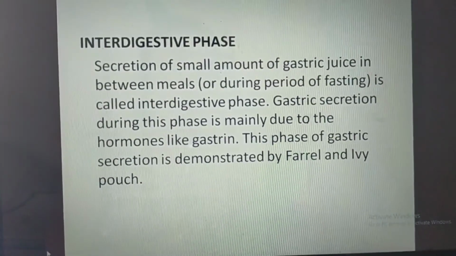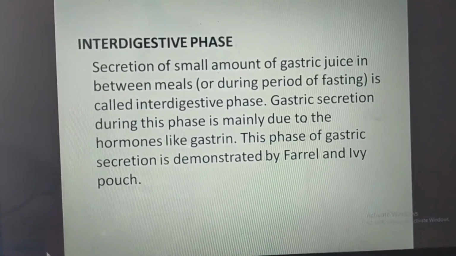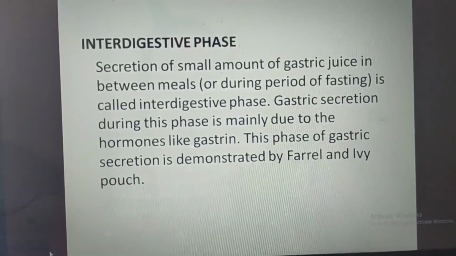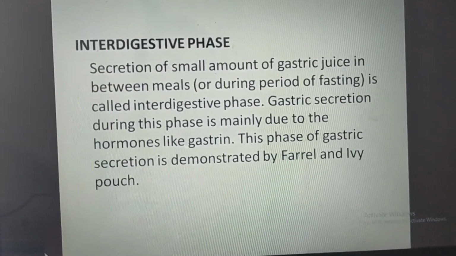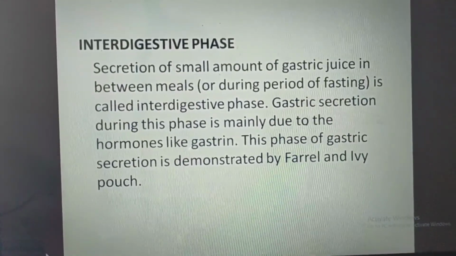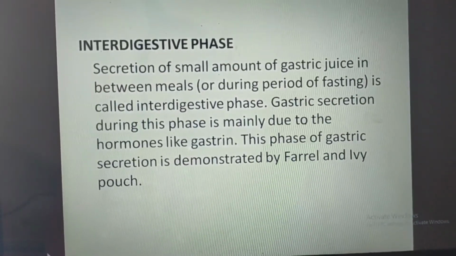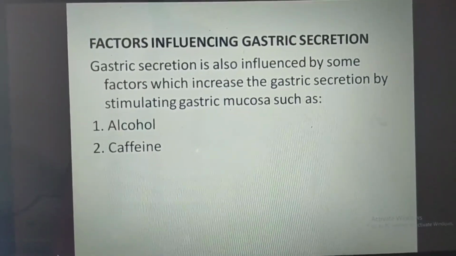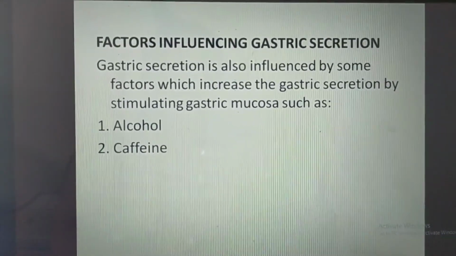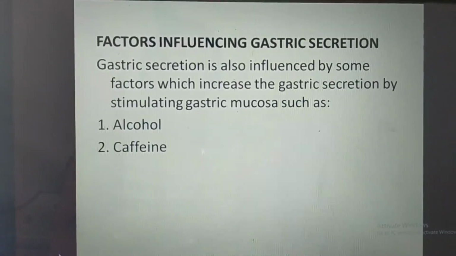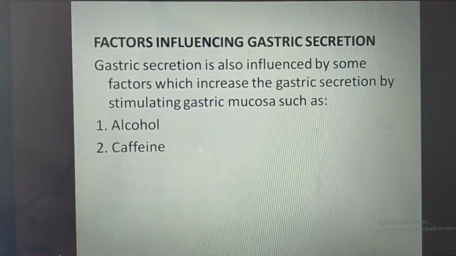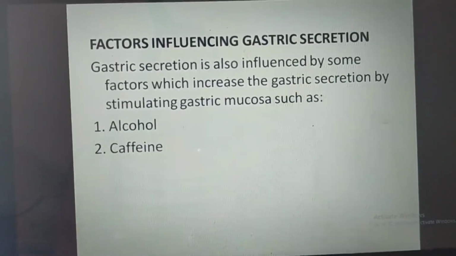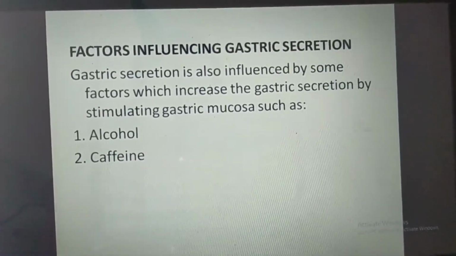Secretion of small amount of gastric juice in between meals is called interdigestive phase. Gastric secretion during this phase is mainly due to the hormones like gastrin. This phase of gastric secretion is demonstrated by Farrell and Ivy pouch. Factors influencing gastric secretion. Gastric secretion is also influenced by some factors which increase the gastric secretion by stimulating gastric mucosa, such as alcohol and caffeine.